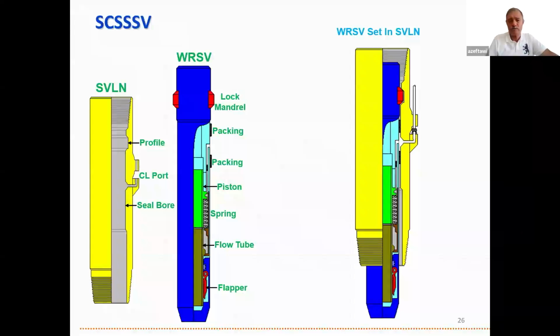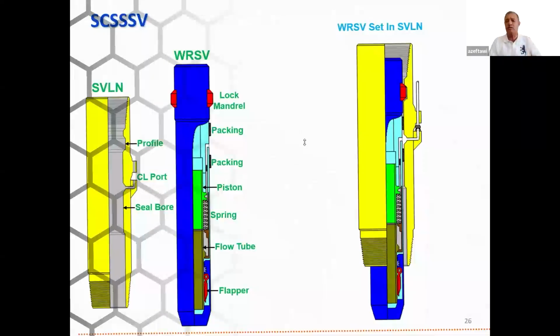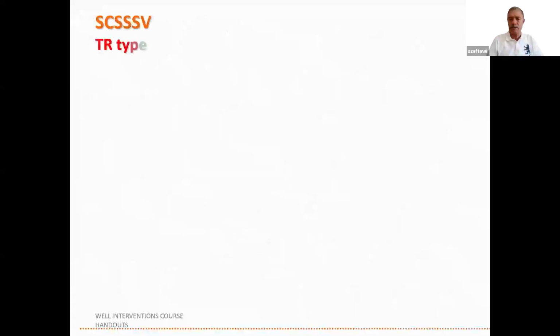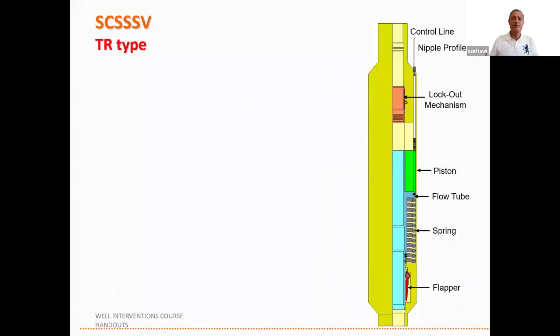If your decision is not to run wireline retrievable, you're going to run tubing retrievable. The tubing retrievable, you run it with the completion. It is part of the completion. It is fixed to the completion. And this is how it looks like. It is the same principle, the same components, plus or minus. But this, you run it with a completion. So it is one run instead of two runs.